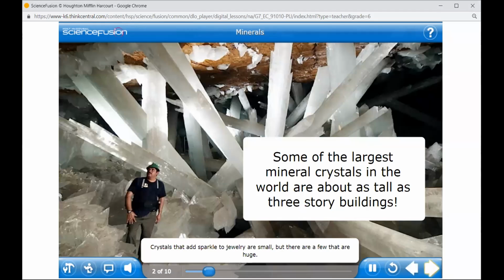Crystals that add sparkle to jewelry are small, but there are a few that are huge. The largest crystals, like the ones in this cave, are taller than you. Some mineral crystals in the world are as tall as 3-story buildings. Imagine they're so big.